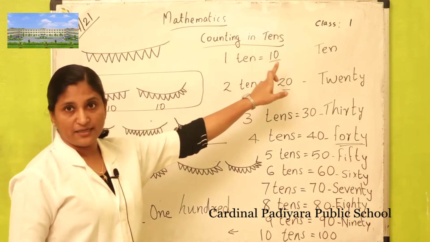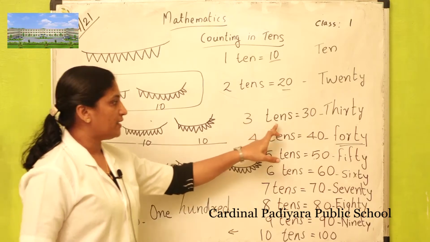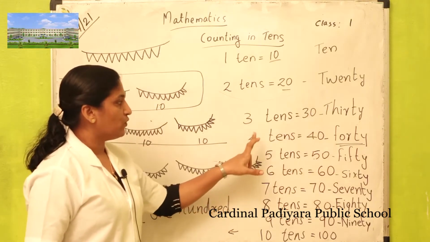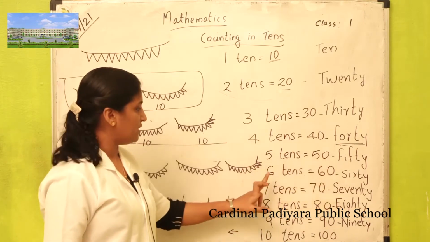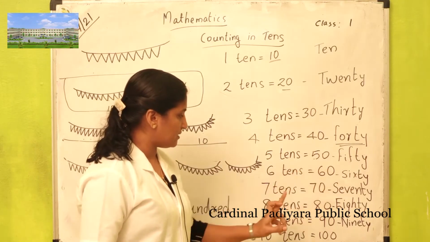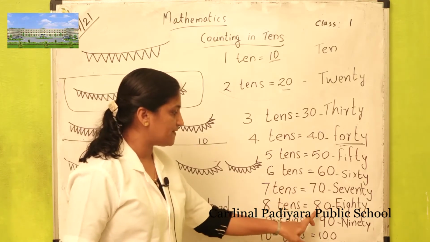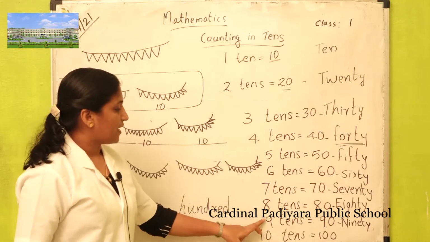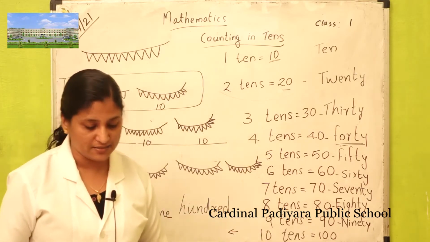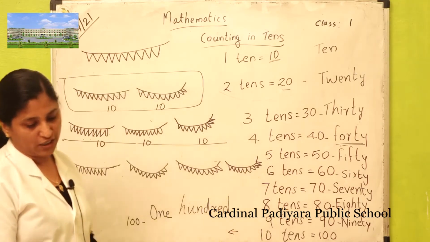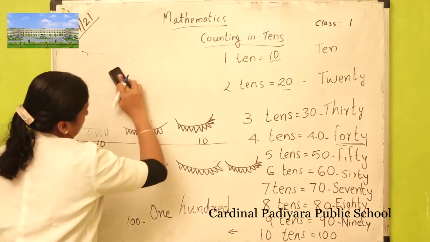Okay, clear all of you, the counting in tens. Listen, 1 ten is 10, 2 tens, 20, 3 tens, 30, 4 tens, 40, 5 tens, 50, 6 tens, 60, 7 tens, 70, 8 tens, 80, then 9 tens, 90, the last one, 10 tens is 100. Okay, then next topic.